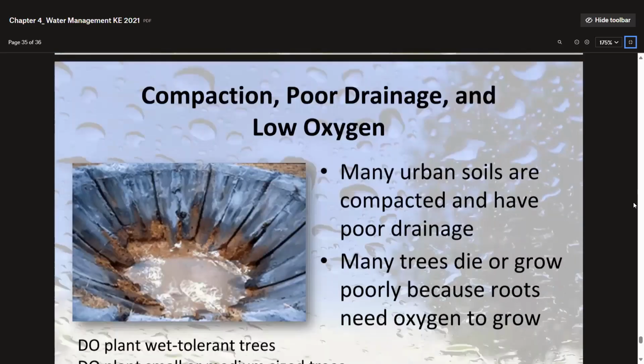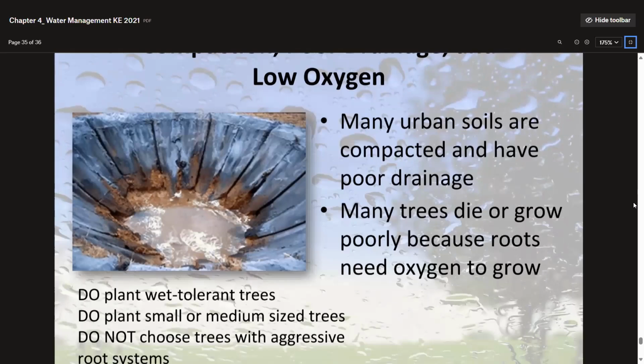Compaction, poor drainage, low oxygen. Many of our urban soils are compacted, have poor drainage. Many trees die or grow poorly because the roots need oxygen to grow. Remember, I can't draw up water if I can't get oxygen to draw the water up, right? Do plant in a situation like this where you're already hitting water at the bottom of your planting hole. Plant wet tolerant trees. Plant small or medium-sized trees.